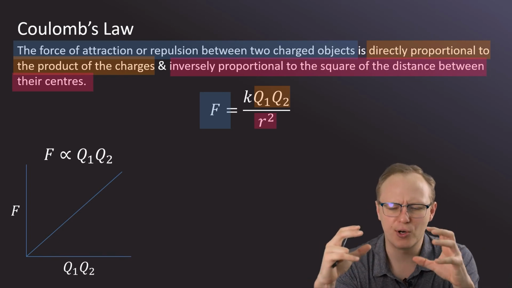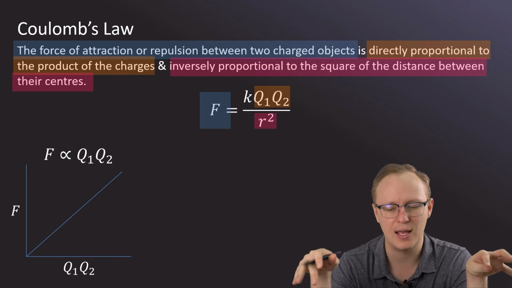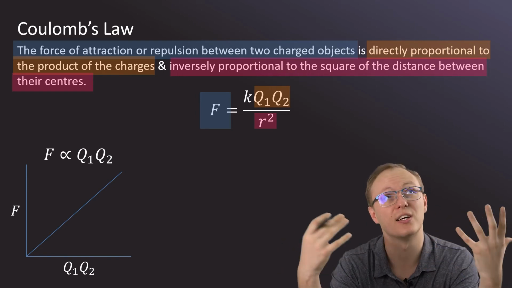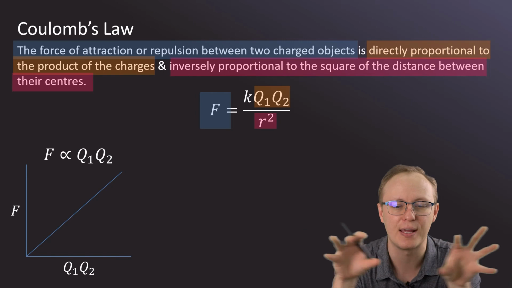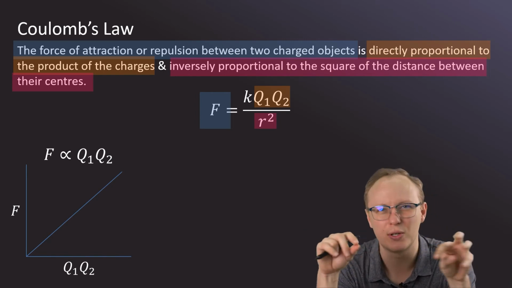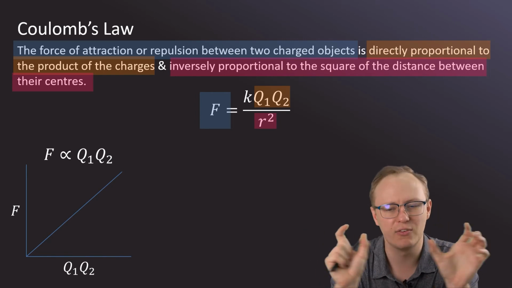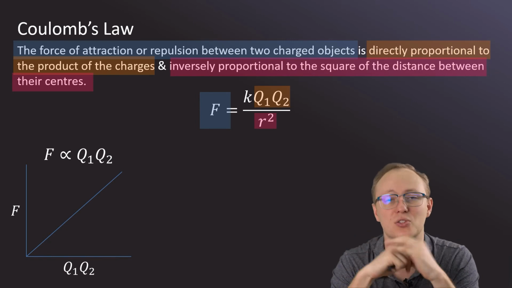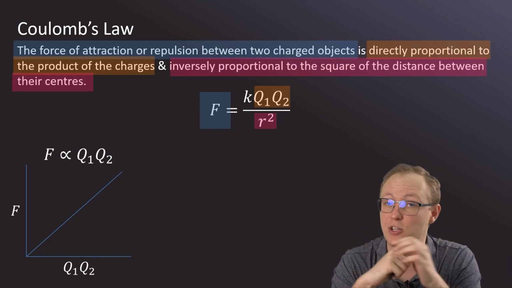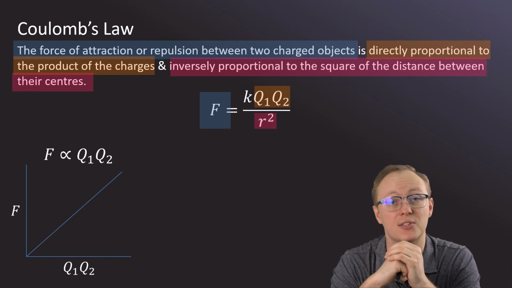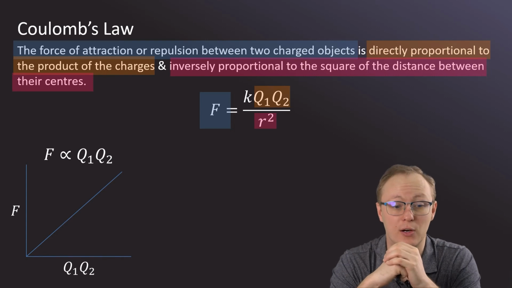Because with charged objects, we often deal with a micro kind of frame where things are quite small and not far from each other. We're often given distances in centimeters or even millimeters, and we've got to make sure that we can convert those to meters in order to substitute into our formula.